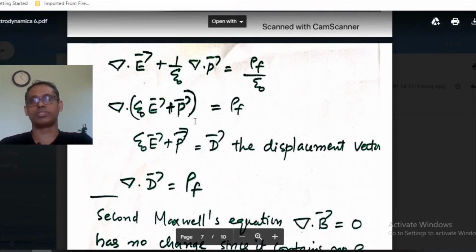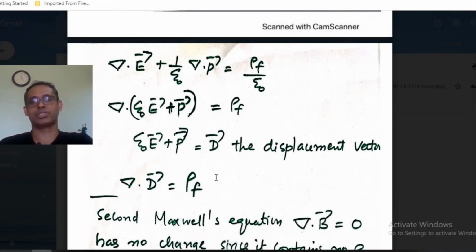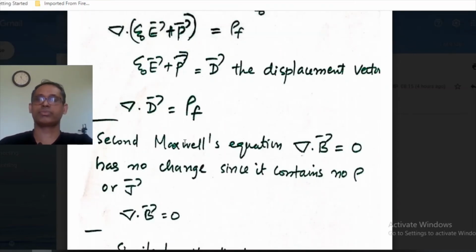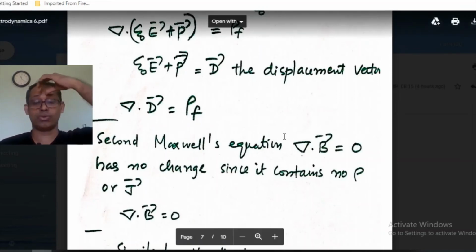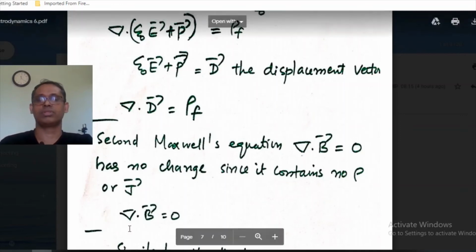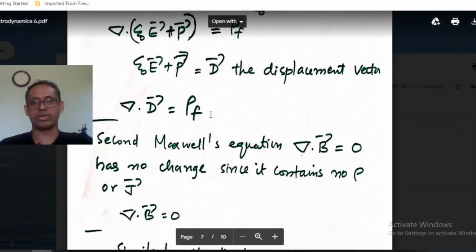And this one, epsilon 0 E plus P, is actually the displacement vector that we have studied in the previous semester. So del dot D is equal to rho F. So our Gauss's law, which is basically del dot E equal to rho by epsilon 0, transforms into del dot D equal to rho F, the free charge density, when we are considering it in matter. So the first equation changes like this, del dot D equal to rho F.